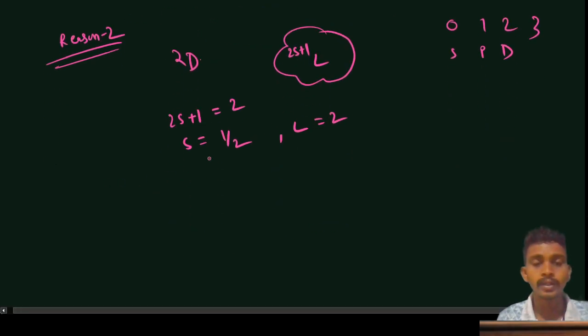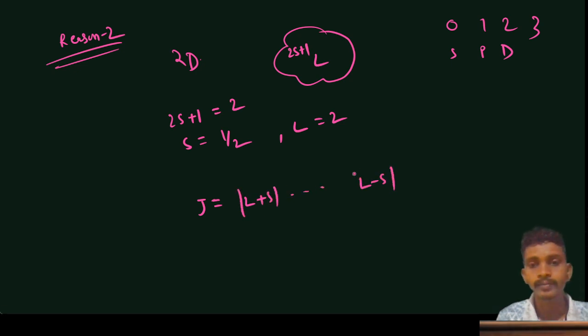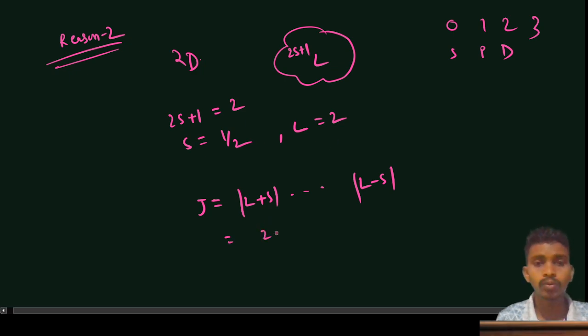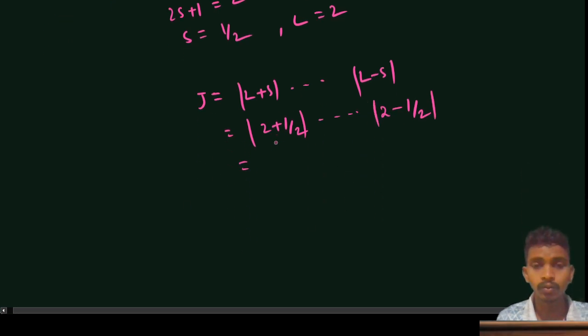So here if I calculate the J values, that is LS coupling, then how to get the J? That is L plus S down to L minus S. Okay, so this is 2 plus half, and 2 minus half. So this value will be 2 upon 2 plus 1, so 4 plus 1 is 5 upon 2. Okay, and the other, if I do that, is half.